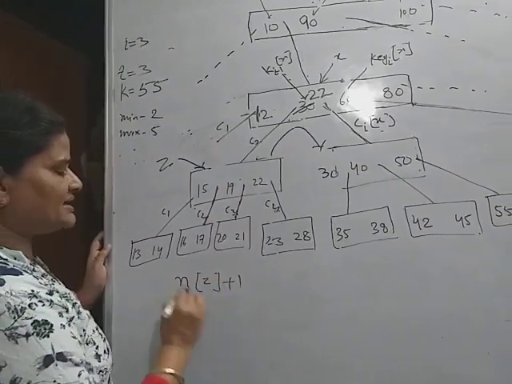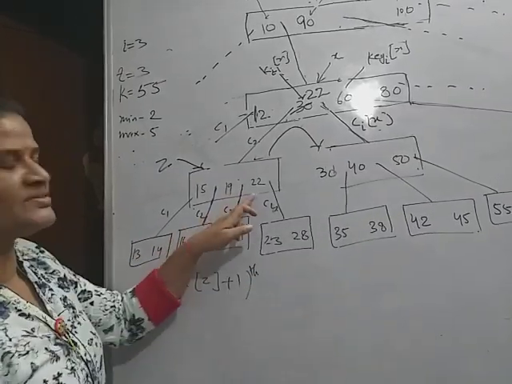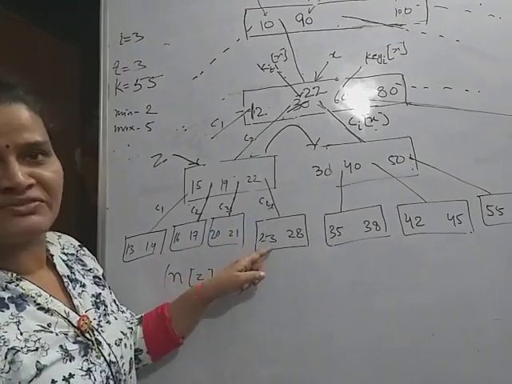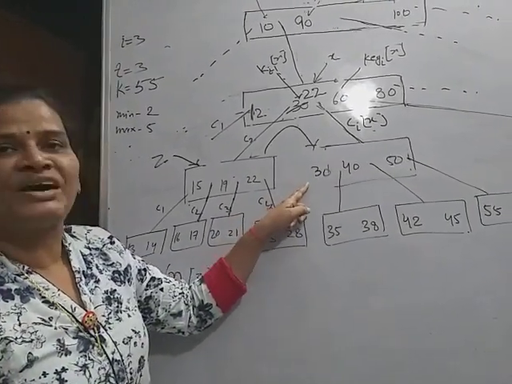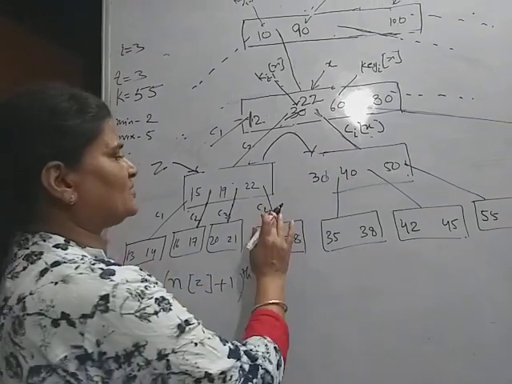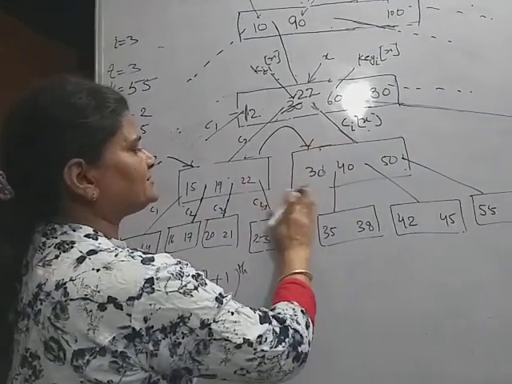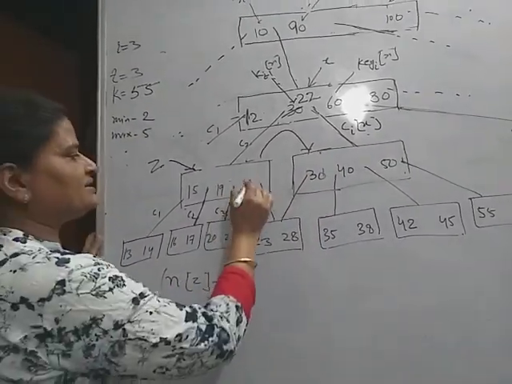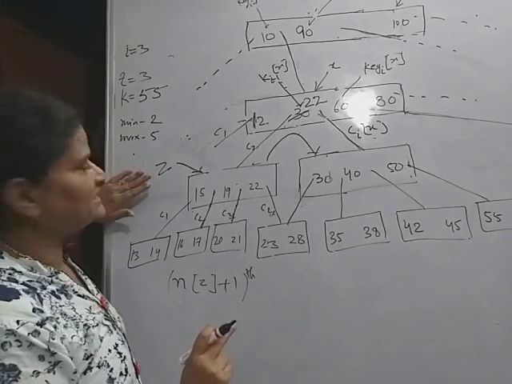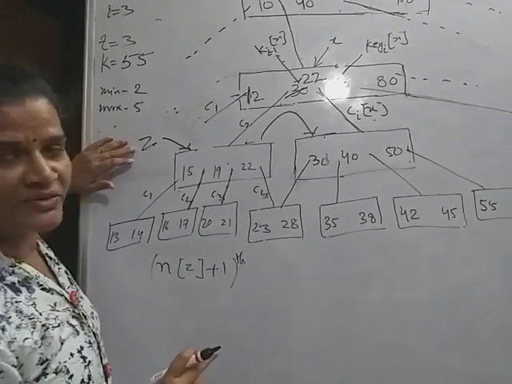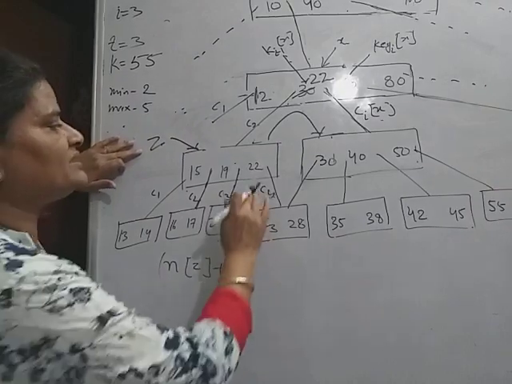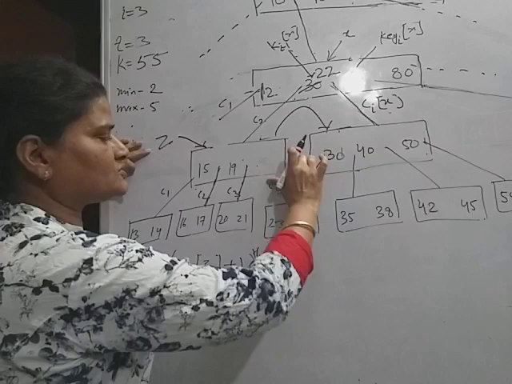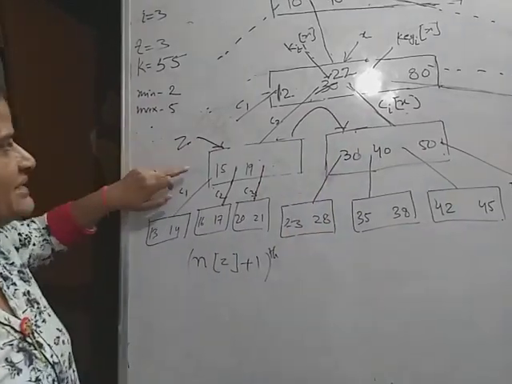So the nz plus 1th child of Z, that is C4, the nz plus 1th child of C4 will become the first child of CIX. Okay, so simply in this way, from this node Z we reduce the number of keys, nz will be reduced by 1. So here the 22 will be deleted, and this pointer is also deleted. The 1 child and 1 key will be deleted from Z.